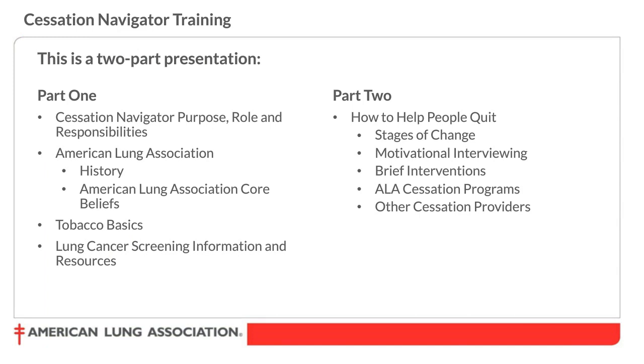The Cessation Navigator training is a two-part training. Part 1 focuses on Cessation Navigator's purpose, role, and responsibilities, the history of the American Lung Association and our core beliefs, tobacco basics, and lung cancer screening information and resources. Part 2 focuses on the Cessation Navigator training, Ask, Advise, Refer, and assessing tobacco cessation resources.